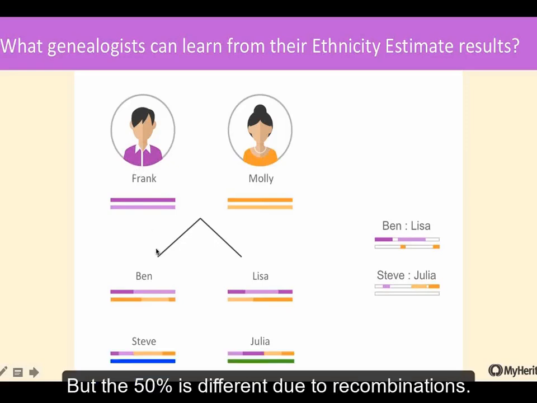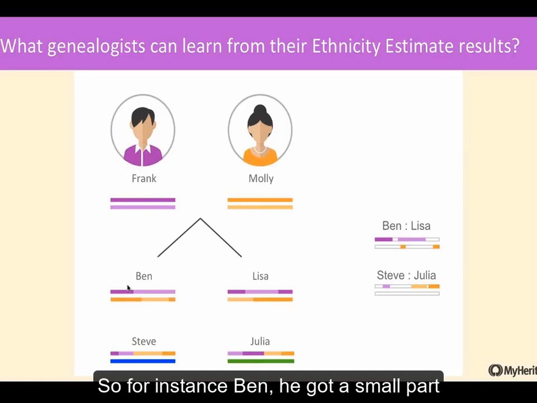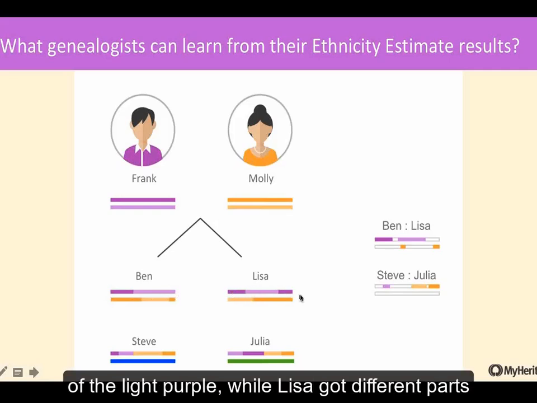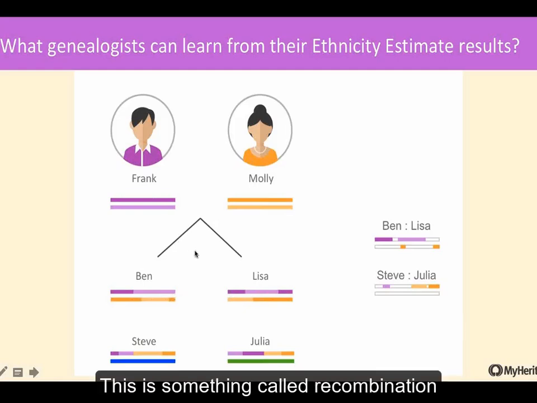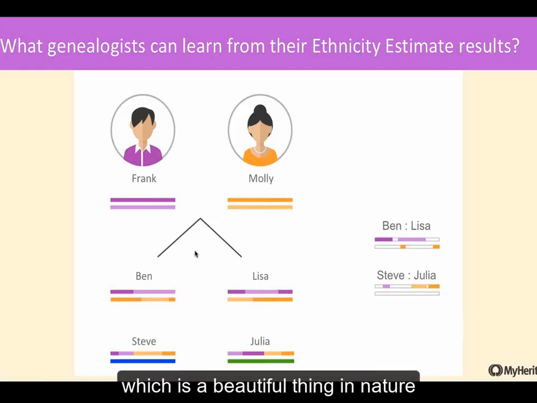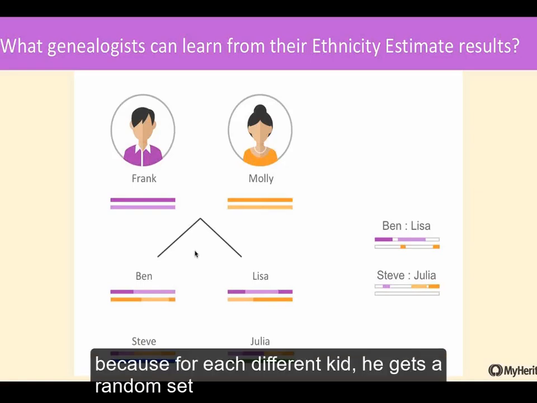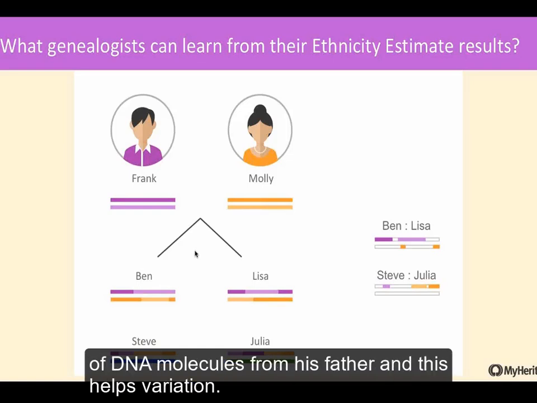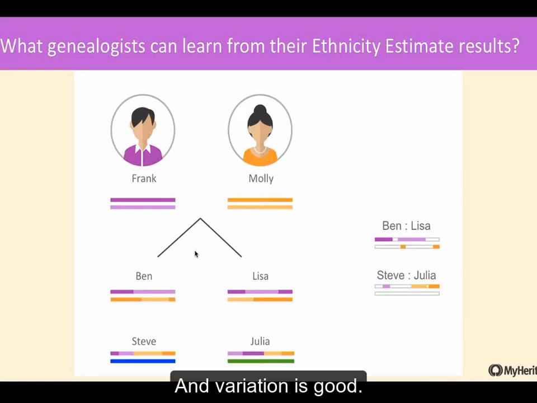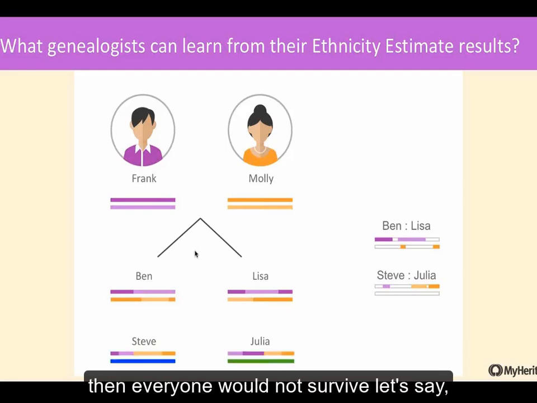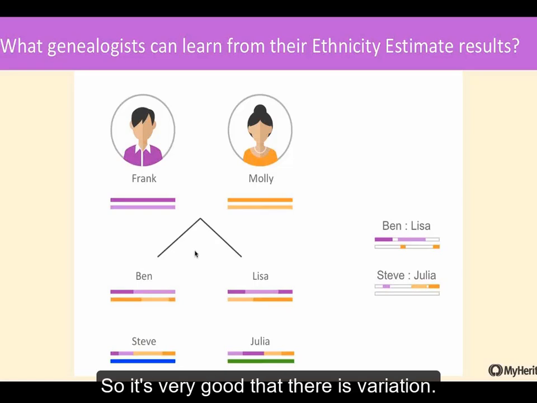But the 50% is different due to recombination. So for instance, Ben got a small part of the not light purple and a larger part of the light purple, while Lisa got different parts of the chromosomes. This is something called recombination, which is a beautiful thing in nature. And basically, that's what drives evolution, because each different kid gets a random set of DNA molecules from his father, and this helps variation. Variation is good. If everyone was exactly the same and something was wrong, then everyone would not survive. Let's say if it's a disease or something.